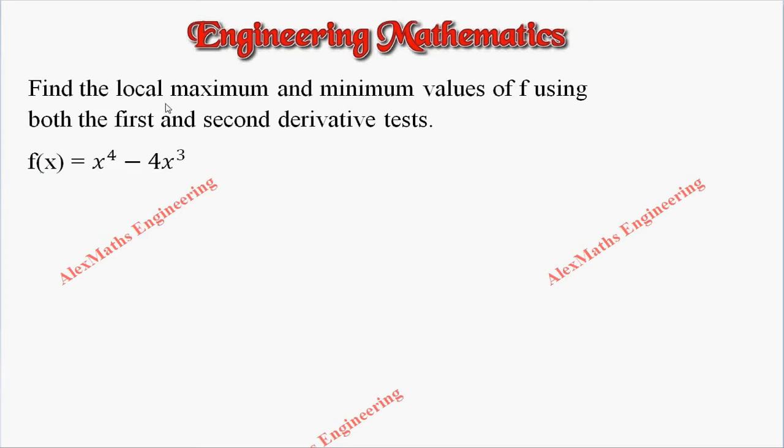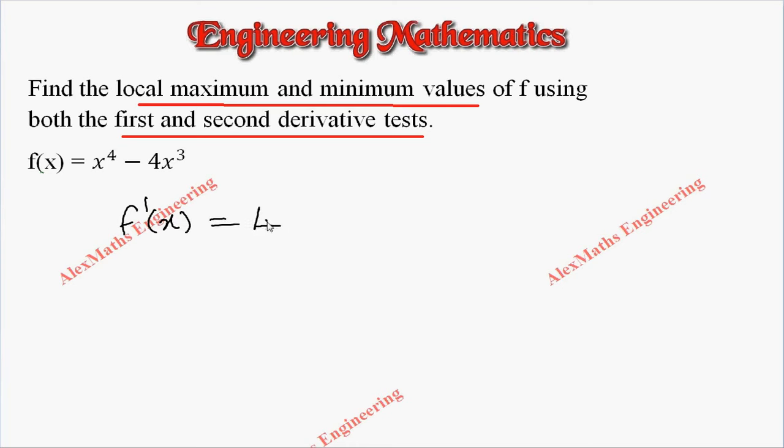In this video, we are going to find the local maximum and local minimum for the given function using both the first and the second derivative test. So f of x is given as x power 4 minus 4 x cubed. First, we have to find f dash of x, which is nothing but 4 x cubed minus 12 x square, and we have to equate to 0.